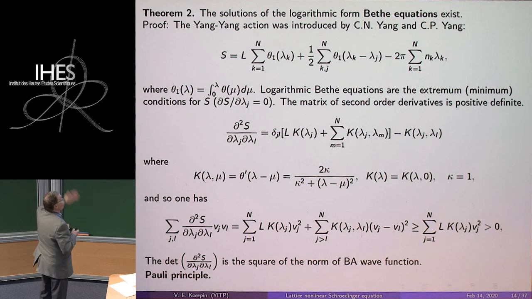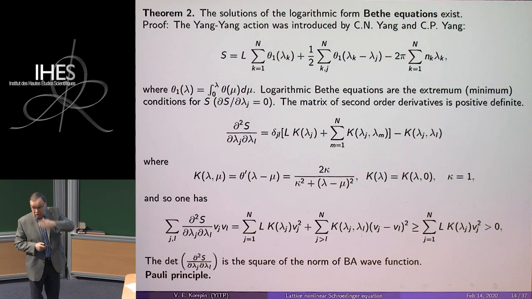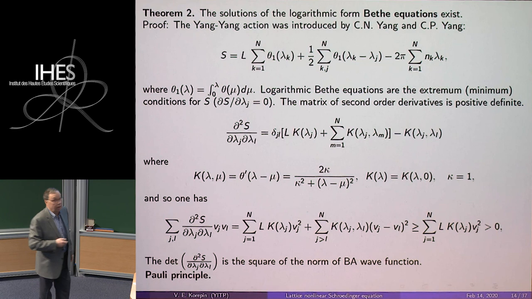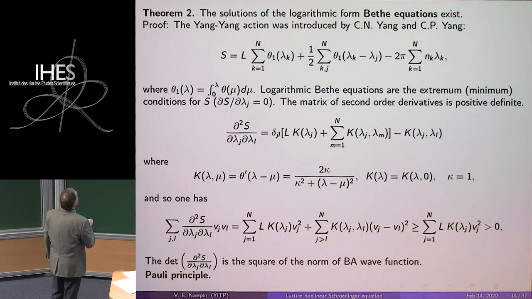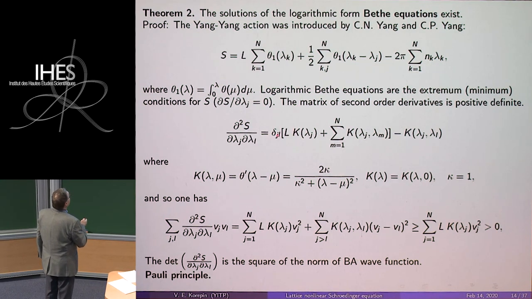Let's prove that it's convex. If it's convex, then it has a unique minimum, then the solution exists and is unique. So let's calculate the second derivative. The second derivative of this is given by the diagonal element K. This is positive, right? Because K is small, the coupling constant is positive. And this is the off-diagonal element, which is also with a minus sign.